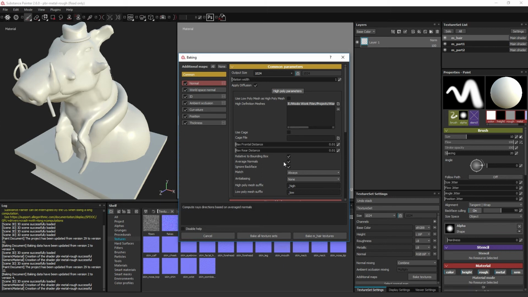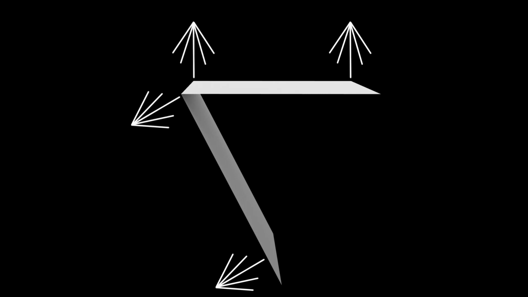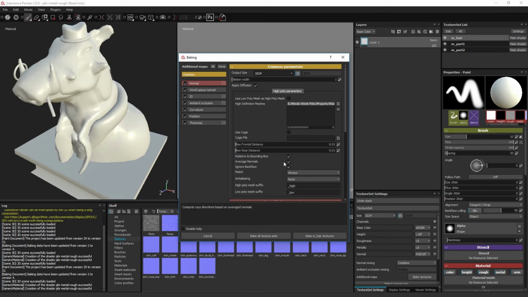The average normal option is also relative to the frontal and rear distance parameter. If it is on, the projection ray will project on the average angle of the connected faces instead of the perpendicular angle of each face. This sets the angle of the raycast where both faces are visible even when the connected faces form a degree sharper than 90 degrees. Most of the time, you will want this to be enabled.